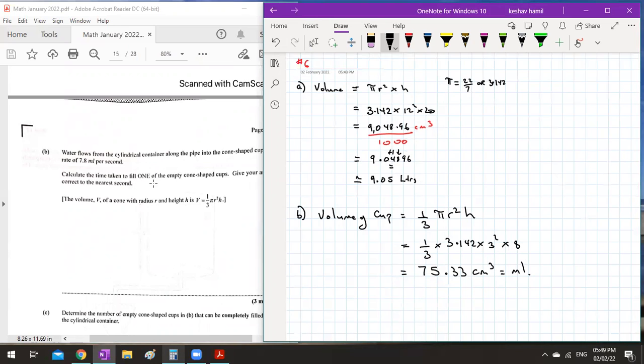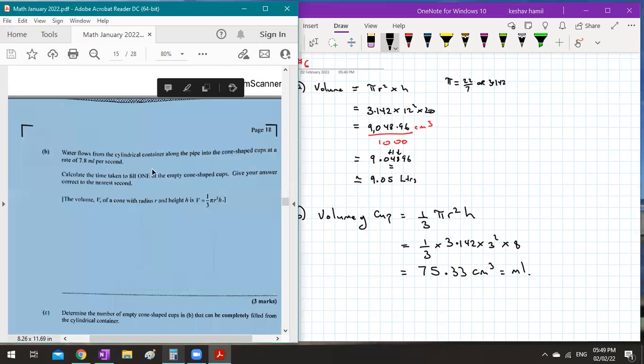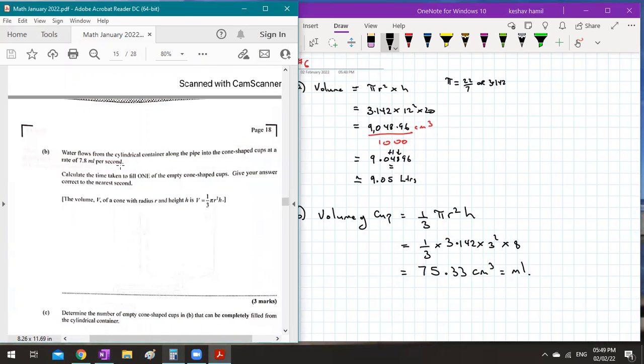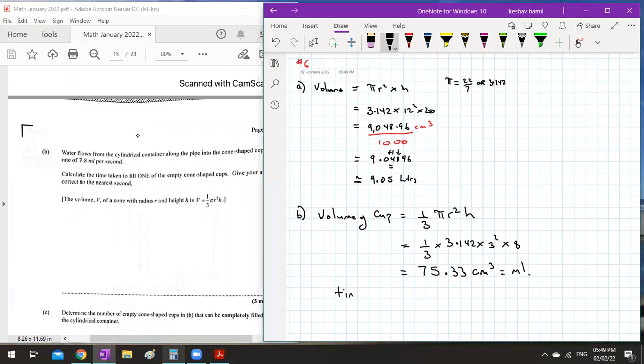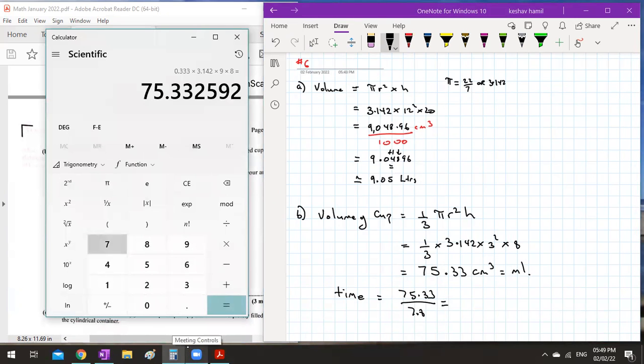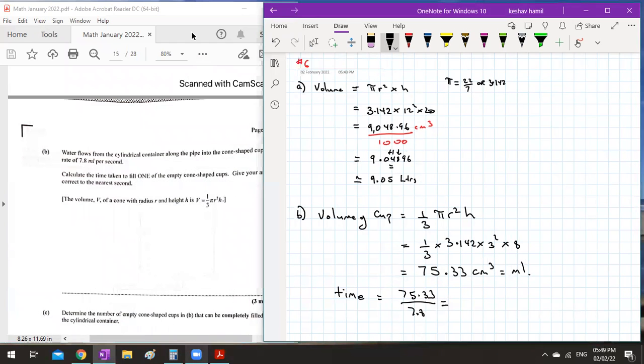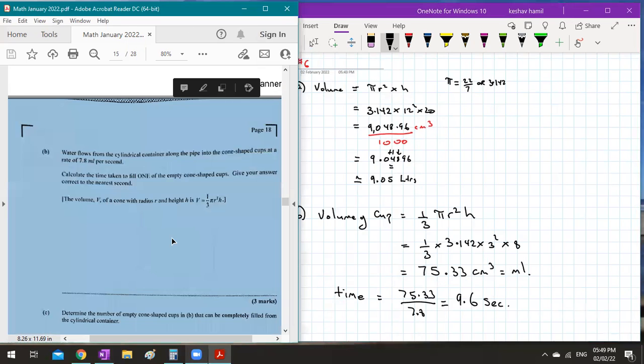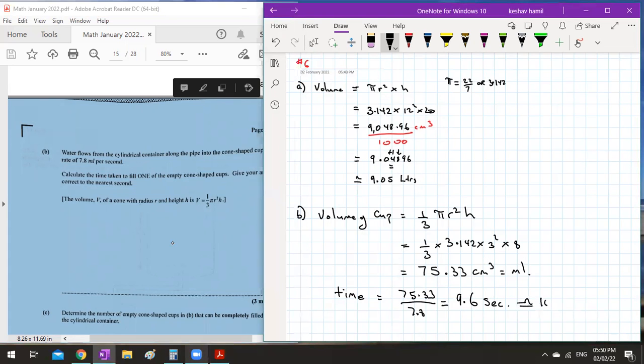Right? Calculate the time it will take to fill. So in other words, if it drops 7.8 milliliters per second, all you have to do is divide this by 7.8. So the time would be 75.33 divided by 7.8 to give us 9.6 seconds. So it'll take 9.6 seconds to fill the cup. And give it to the nearest second. So that's 10 seconds.